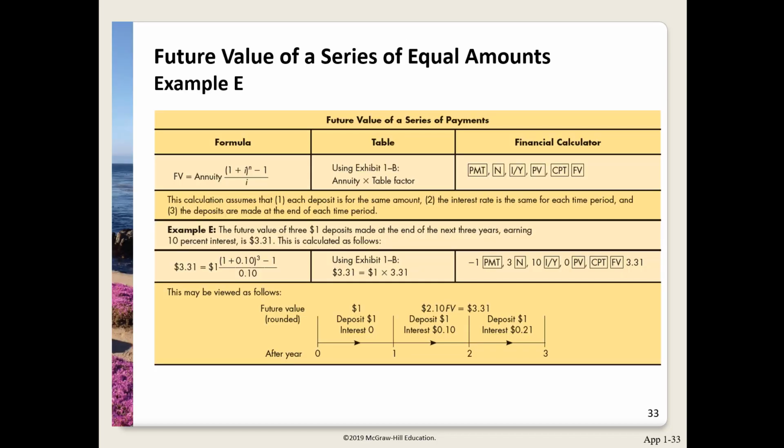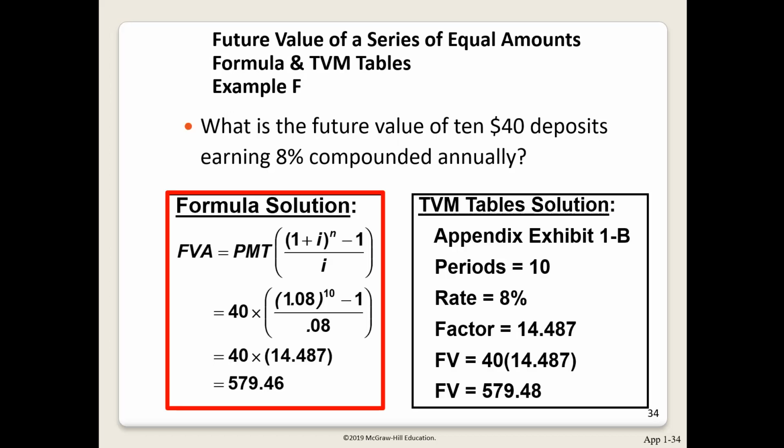Again, a recap of 3 of the methods for solving for the future value of an annuity. This is on page 34. Example F, page 35, just extends our annuity example to amounts greater than $1.